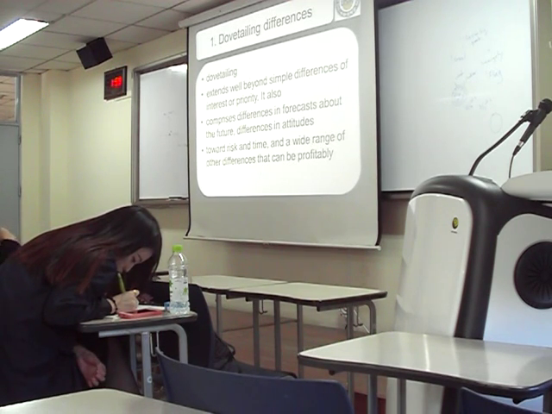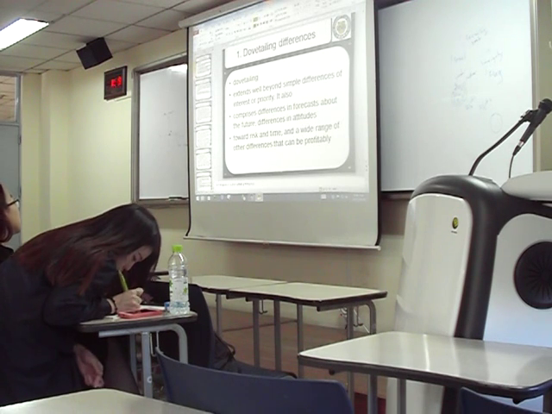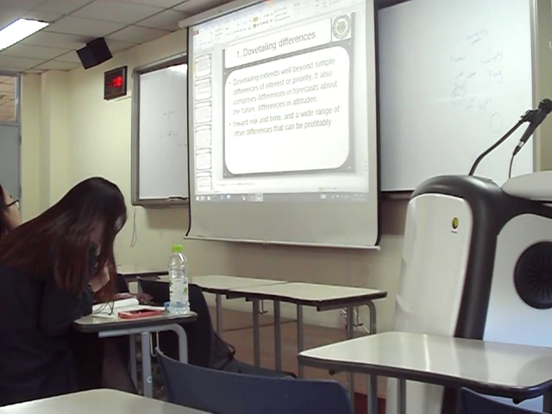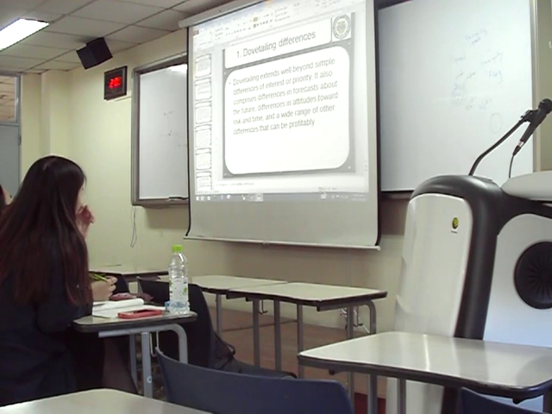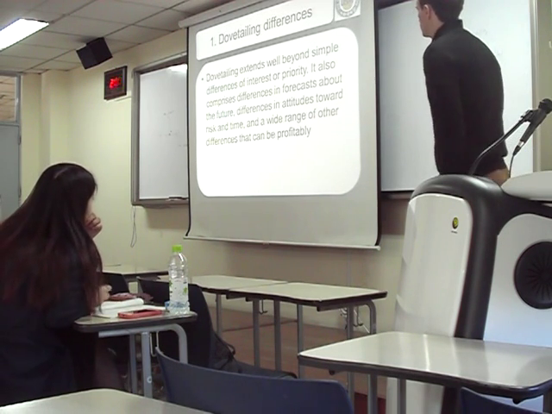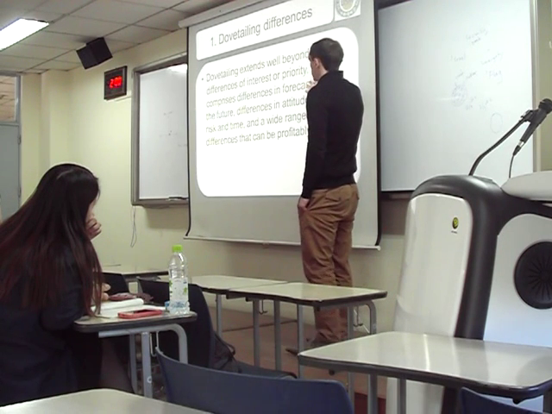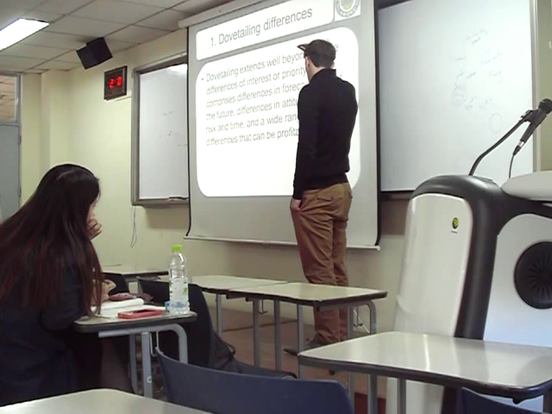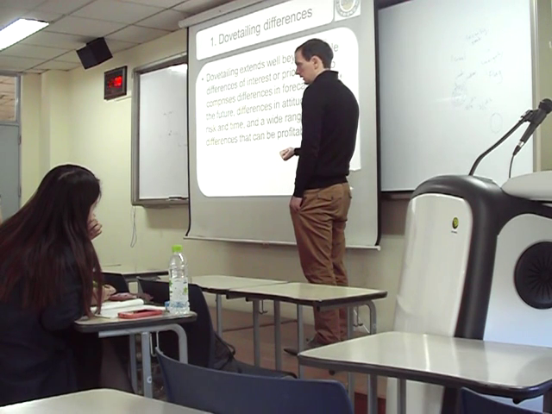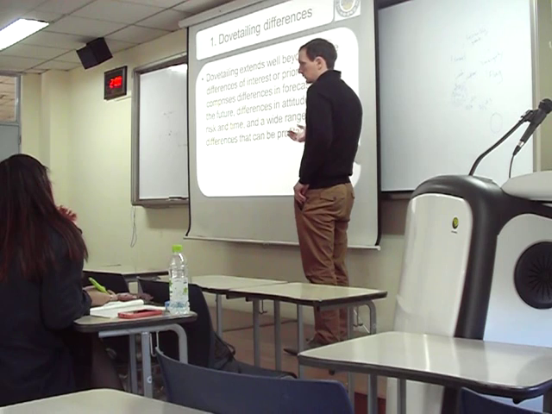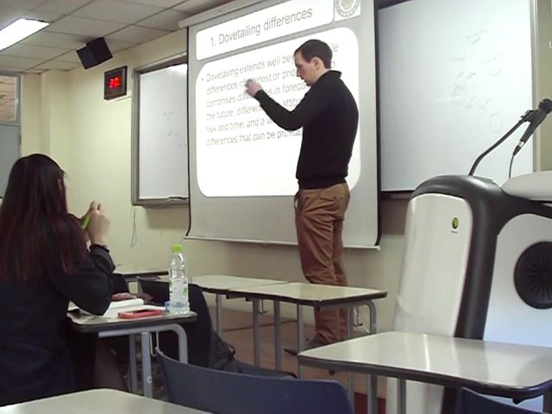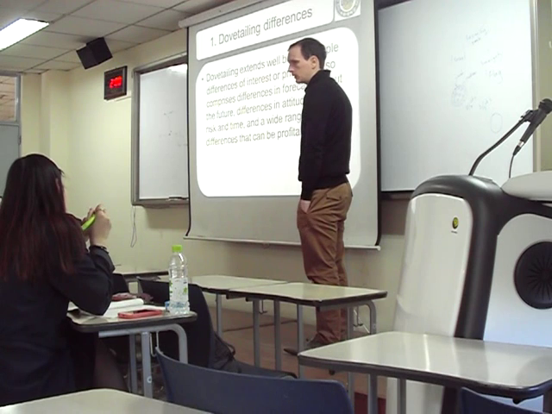So dovetailing goes beyond the simple differences of interests or priorities, okay? It also is the difference in forecast about the future, difference in attitudes over risk and time, and other things that we can profitably use to make an agreement. So we understand interest, but we can also have forecasts about the future. So we looked at the IT company that wants to sell itself to somebody. The IT company thinks we are going to be very successful in the future, but the person who's buying the IT company doesn't agree. So how can they make an agreement which will help to solve this difference of opinion?